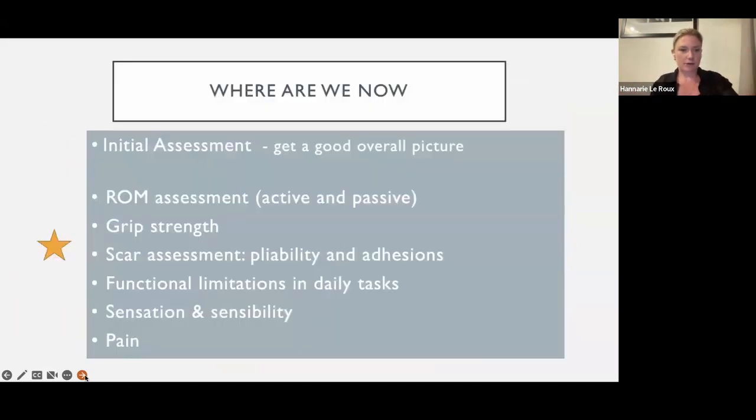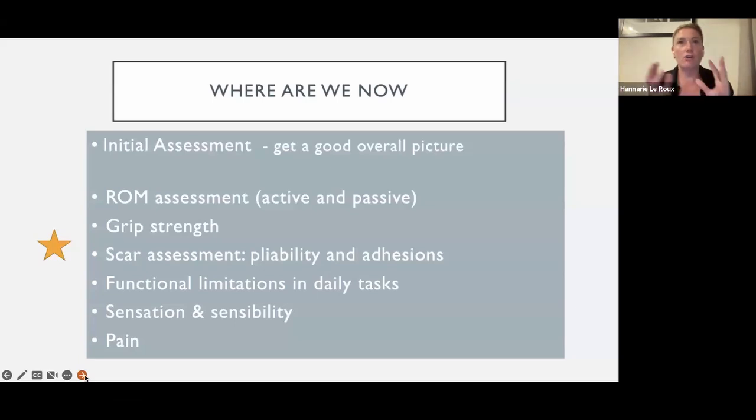Okay, so now we are at grip strength and scar massage. Scar assessments, I'm not going to go through that. The Vancouver is a great tool to use, and then to really work those scars, as Isabel also showed. But you can literally throw everything at a scar at 8 weeks. I like scar massage because I like patients touching things.